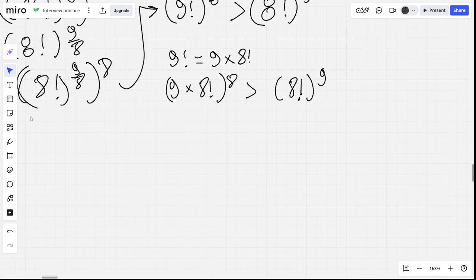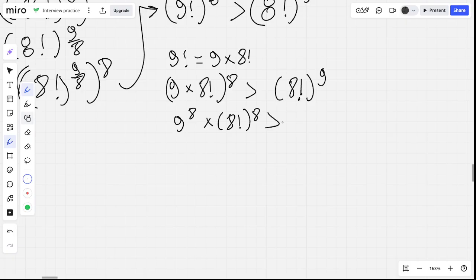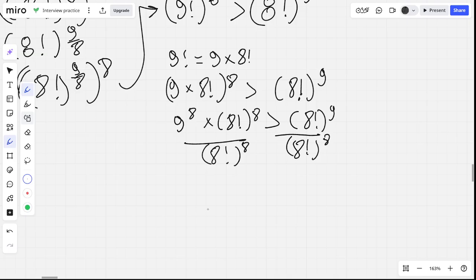Now I can make the following statement: 9 to the 8, so I'm just distributing the powers. And now I'm going to divide both sides by 8 factorial to the power of 8. Now this leaves me with 9 to the 8 is larger than 8 factorial. Now, is this true? Yes, this is clearly true because 9 to the 8 is a humongous number and 8 factorial is nowhere close to this.